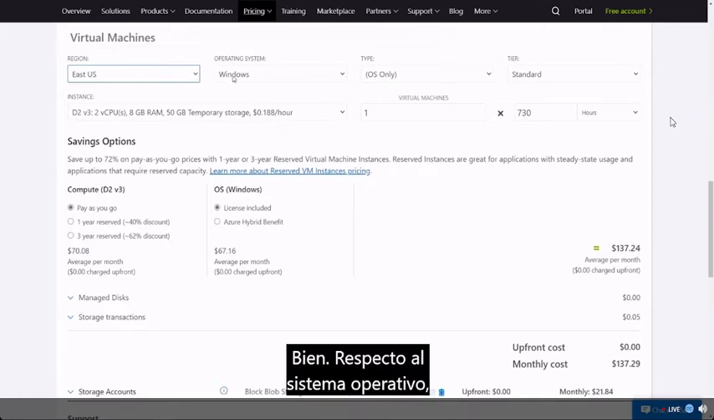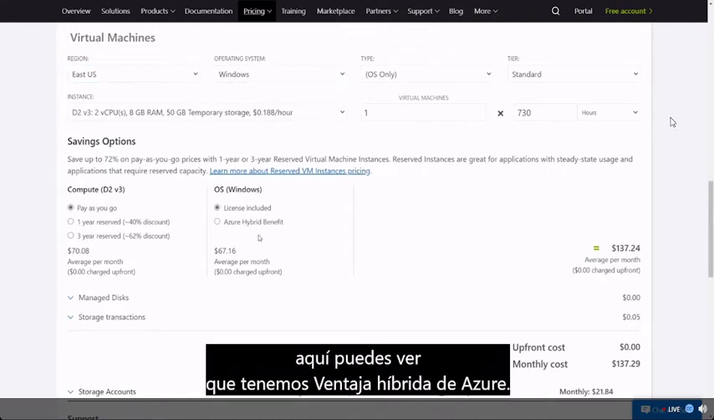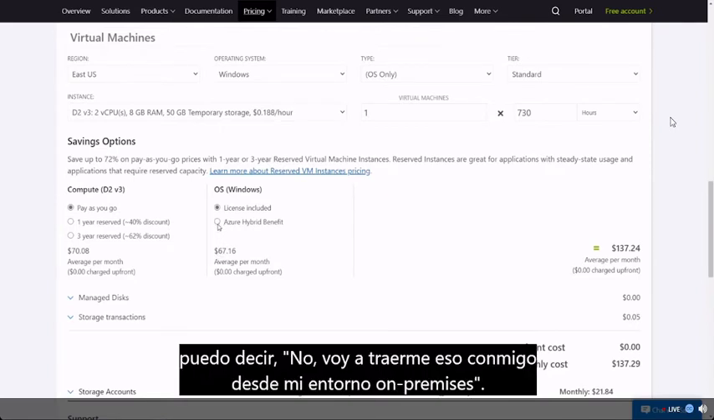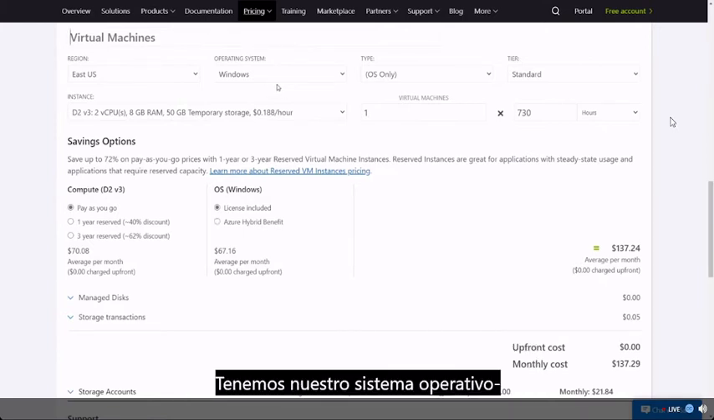All right, so as far as the operating system goes, if I choose Windows, you can see here I have the Azure Hybrid Benefit. So if I already have a Windows license, I can say, nope, I'm bringing that with me from my on-premises environment. All right, so we have our operating system.